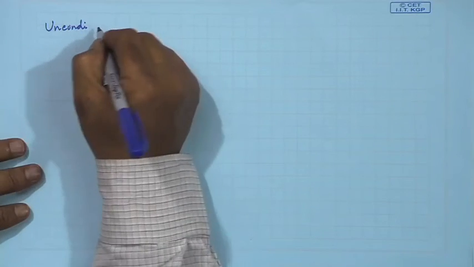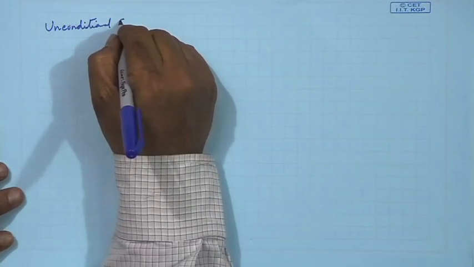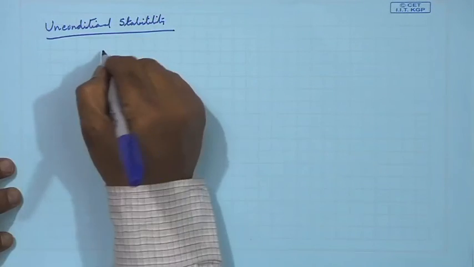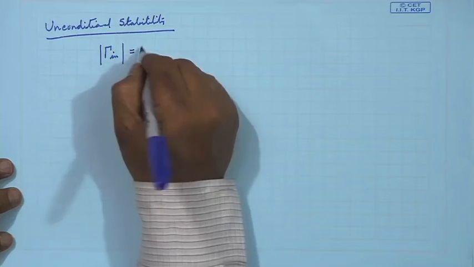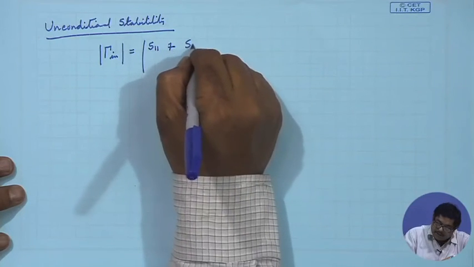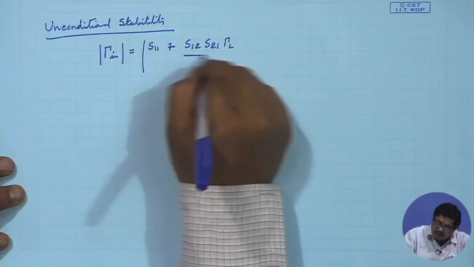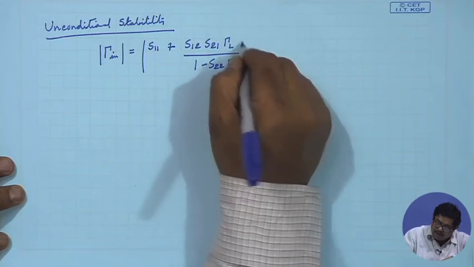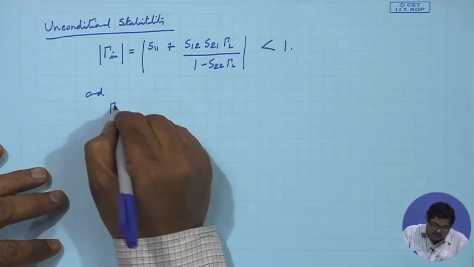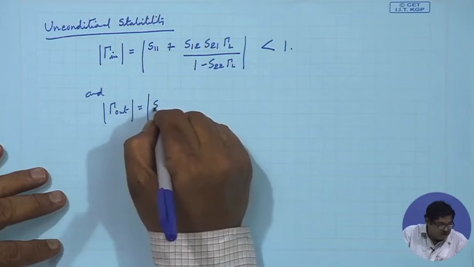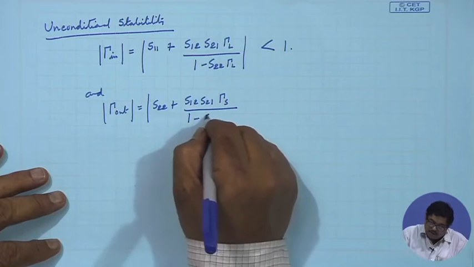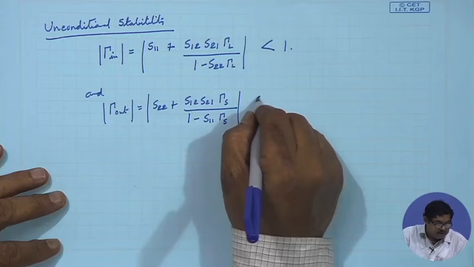So, based on this, unconditional stability implies that the magnitude of gamma in, which we have already seen in earlier NPTEL classes, equal to S11 plus S12 S21 gamma L by 1 minus S22 gamma L, should be less than 1, and gamma out equal to S22 plus S12 S21 gamma S by 1 minus S11 gamma S also has to be less than 1.